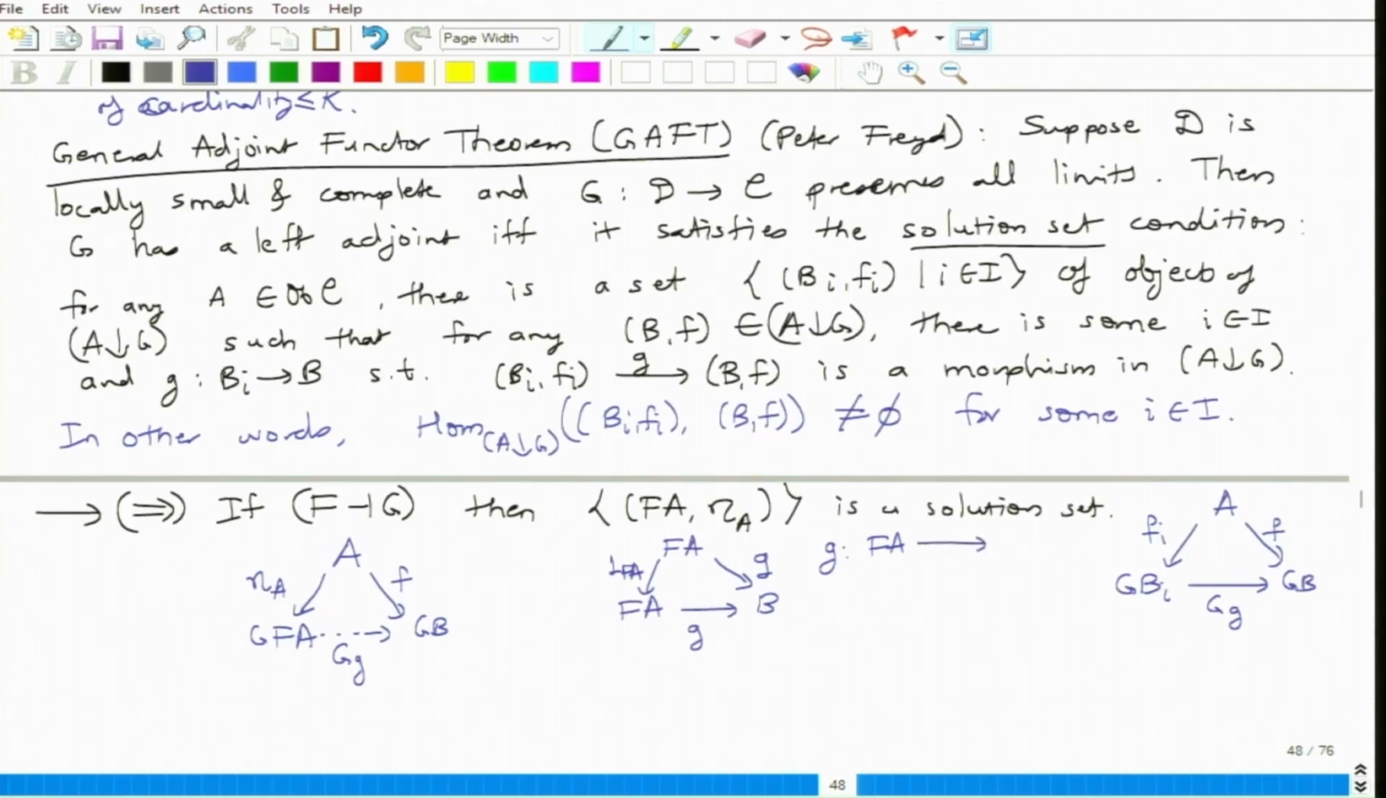I will write this composition. We want to come back to B, so it must be via FGB. And from FGB to B we always have the counit epsilon B. And for this map FA to FGB, well, we have Ff. So this is the only g that will work. This g will correspond to f under the adjunction, and that g will make this diagram commute. So therefore this is the singleton solution set.